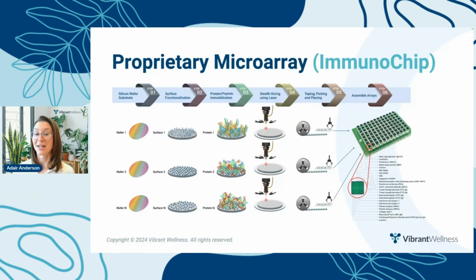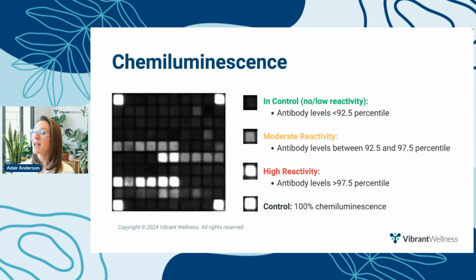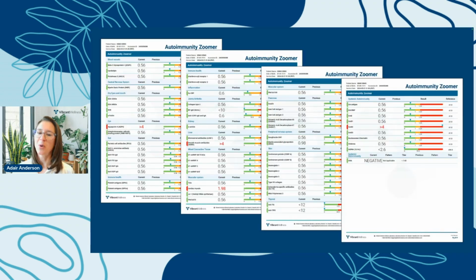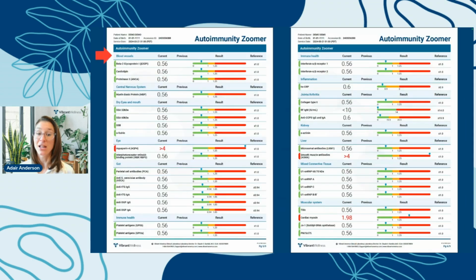We use a proprietary microarray plus chemiluminescence to measure antibody levels on the Autoimmunity Zoomer test. And the full report lists the levels of all 63 markers, including the blood vessel markers beta-2 glycoprotein 1, cardiolipin, and proteinase 3, the central nervous system marker myelin basic protein.